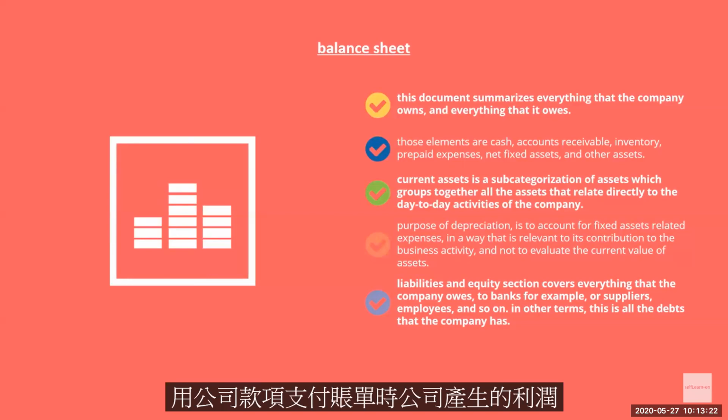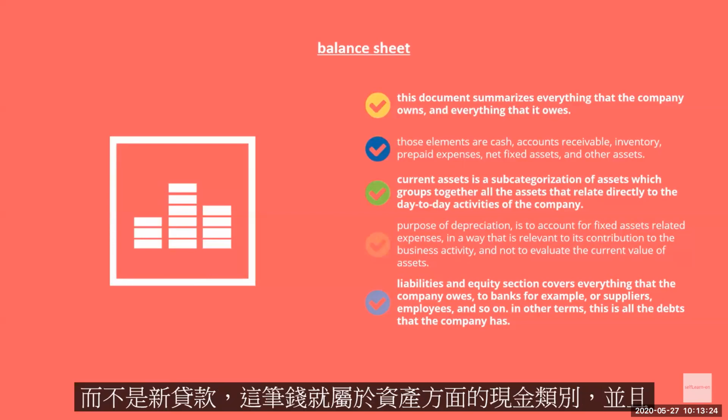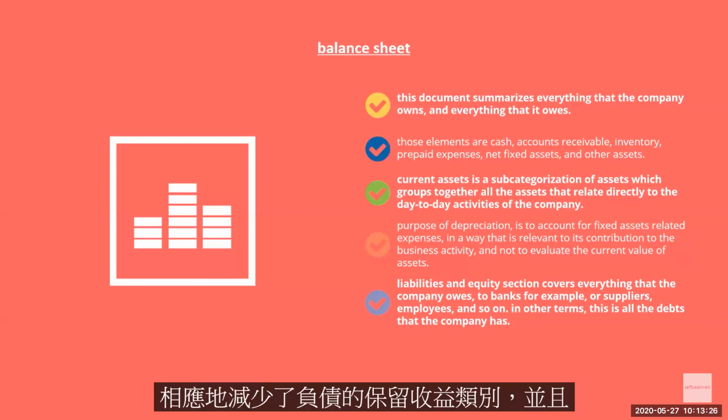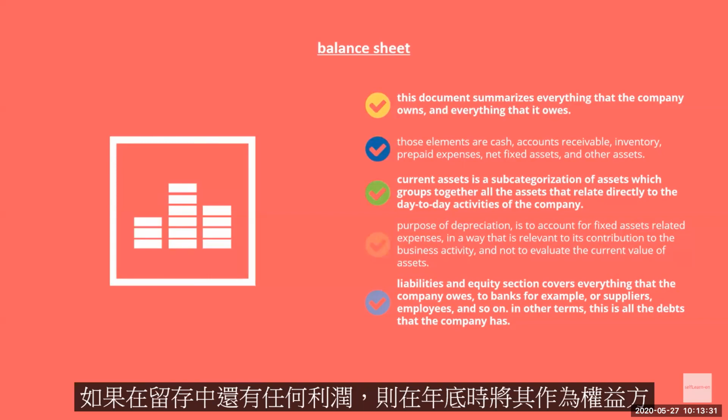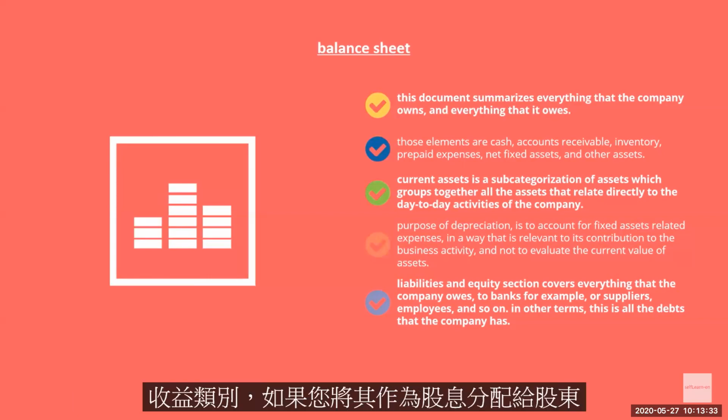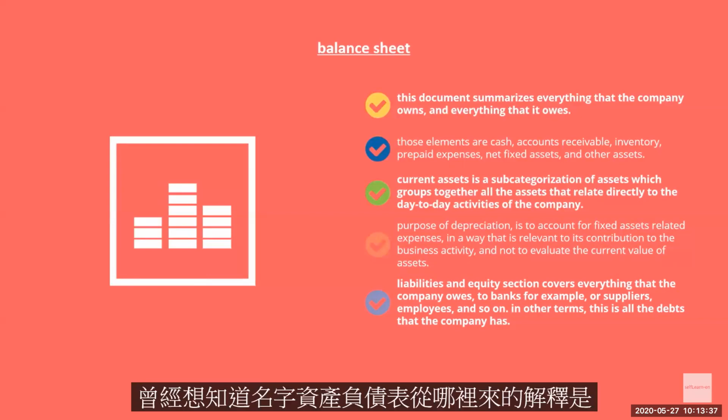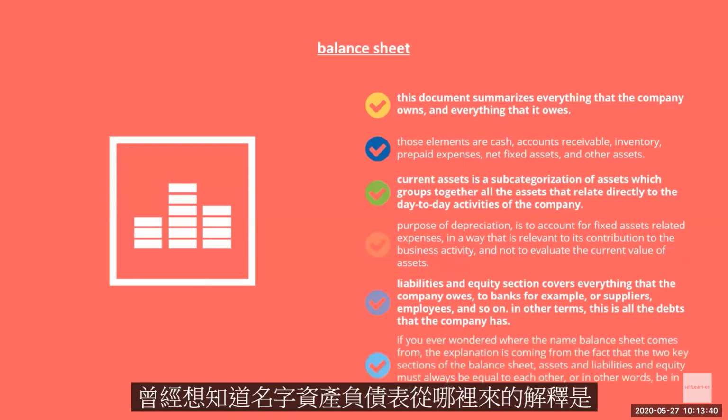When bills are paid with company money and not new loans, the money comes out of the cash category on the assets side and correspondingly reduces the retained earnings category on the liabilities and equity side. At the end of the year, if there's any profit left in the retained earnings category, it is distributed as dividends to the shareholders.